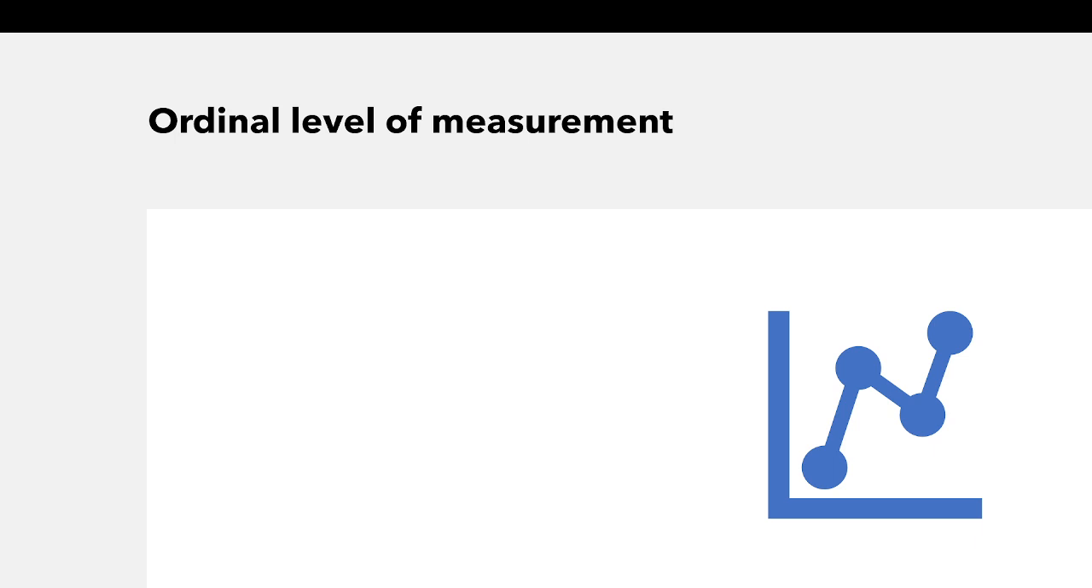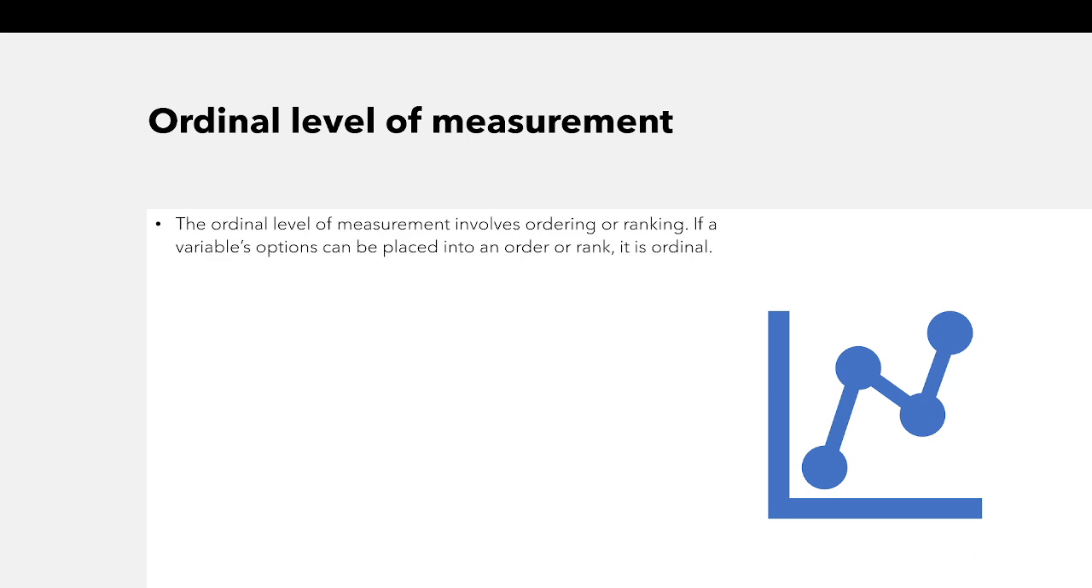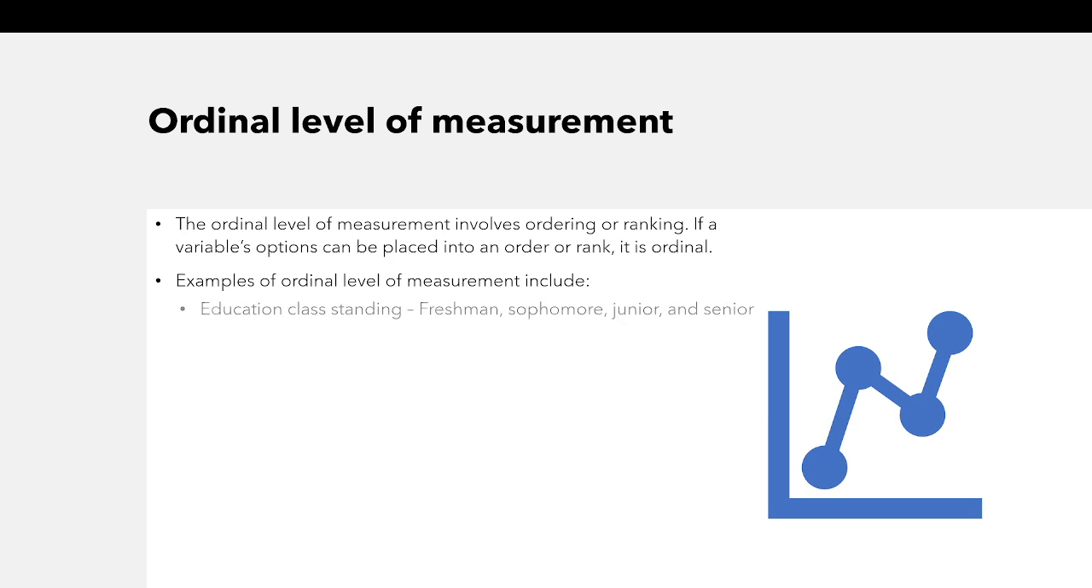Our next level of measurement is ordinal level. So the ordinal level of measurement involves ordering or ranking. If a variable's options can be placed into an order or rank, it is ordinal. So some examples of ordinal levels of measurement include education class. For example, in high school or in college, we have these different categories: freshman, sophomore, junior, senior. Each of these are distinct and separate categories. However, they can be placed into some sort of order or rank.